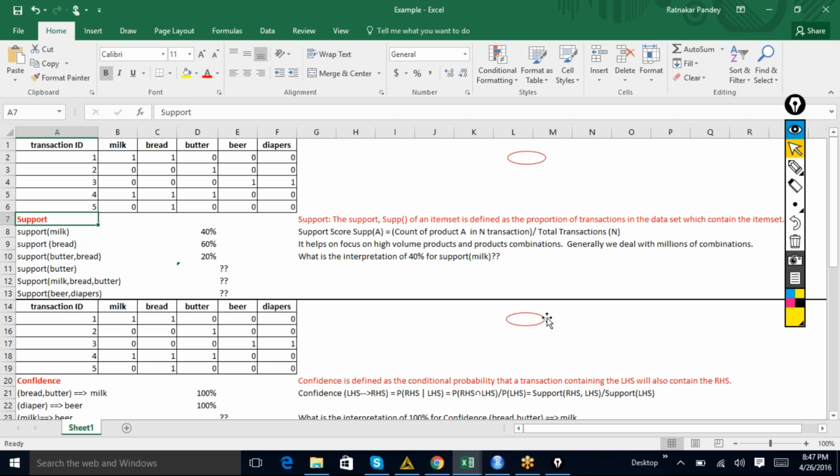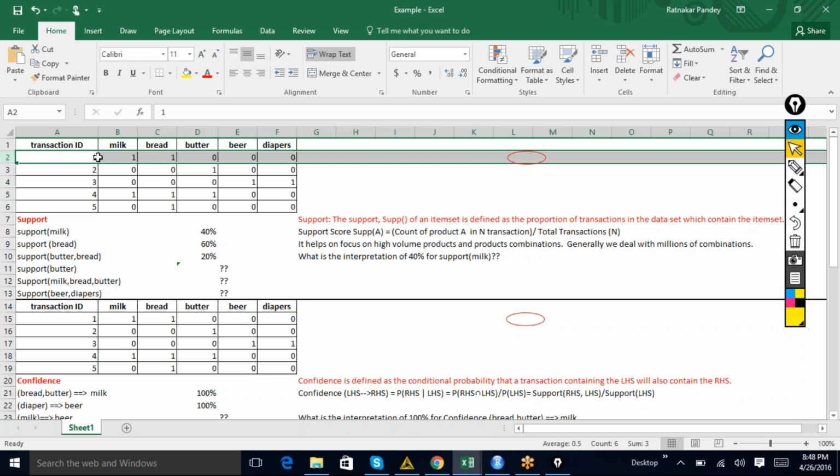So let's assume a very baby case here, that we are a retailer, and we have a transaction database. In that transaction database, I have 5 transactions. Wherever you see a one populated, that means that item was sold.